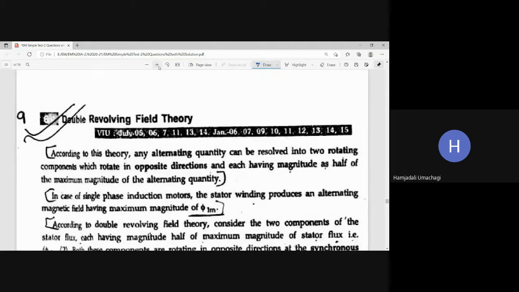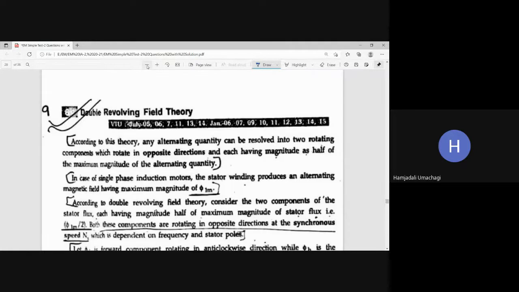The question is asked like: explain why single phase induction motors are not self-starting, or they may ask: explain double revolving field theory. So this is the concept related to module 4 single phase induction motor. It is called the double revolving field theory. Because of this, single phase induction motors are not self starting. Now let us see why they are not self starting.